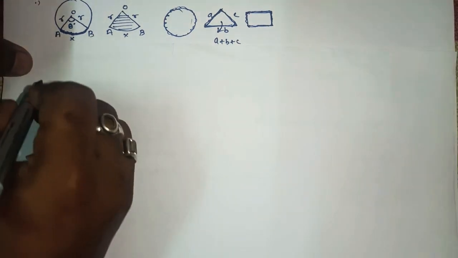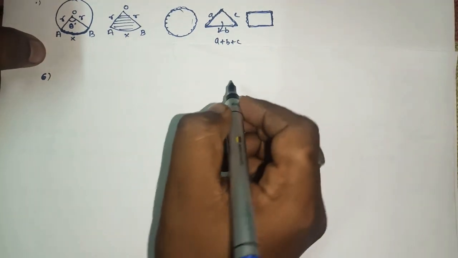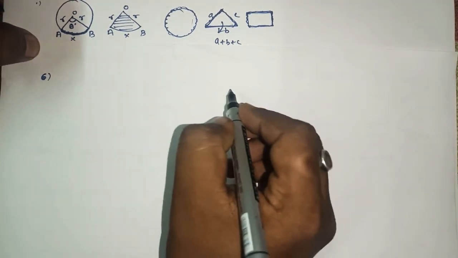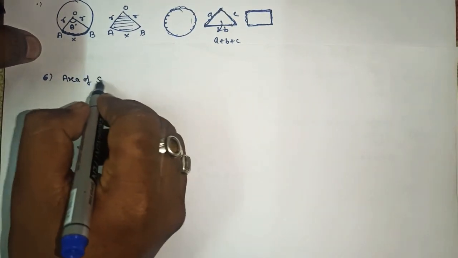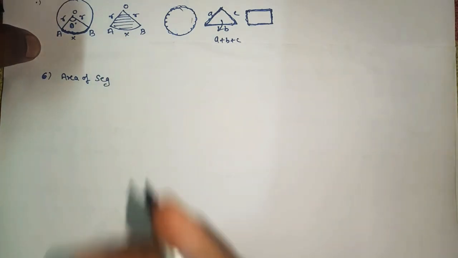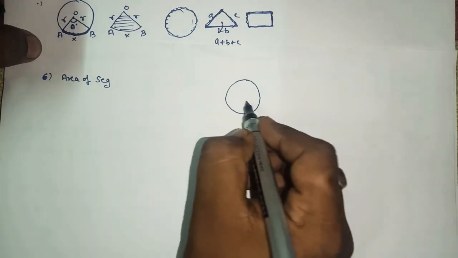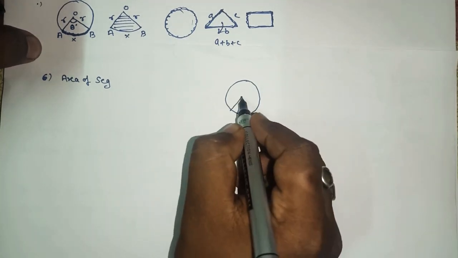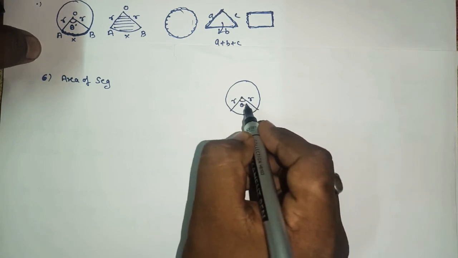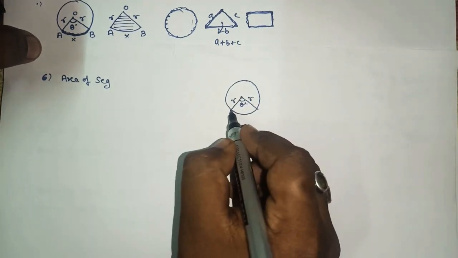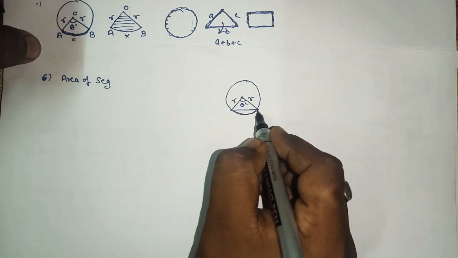The sixth formula will be how to find the area of a shaded region or a segment. Area of segment, or we can say shaded region. What is a segment? We'll see. As we know, this is a circle. This is the center of the circle, these are the radii, and theta will be in radian. This is the chord. This is the length of the arc.